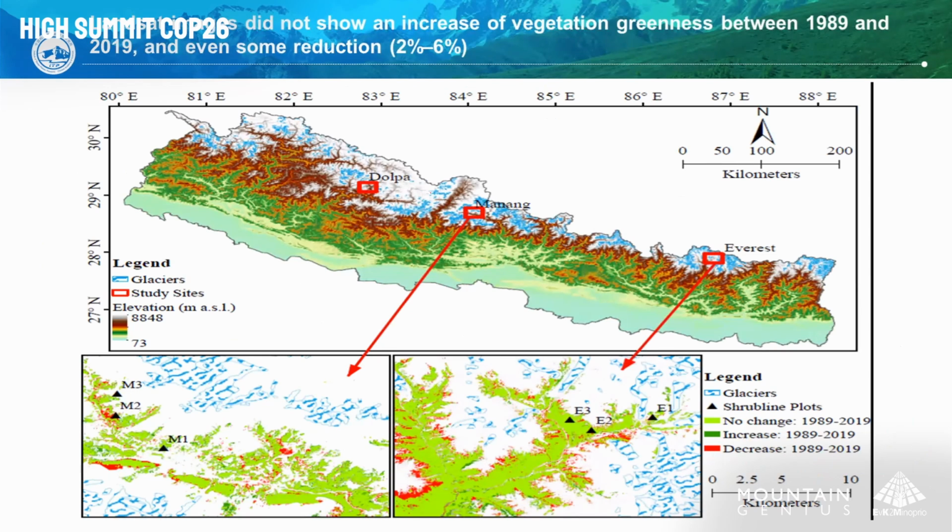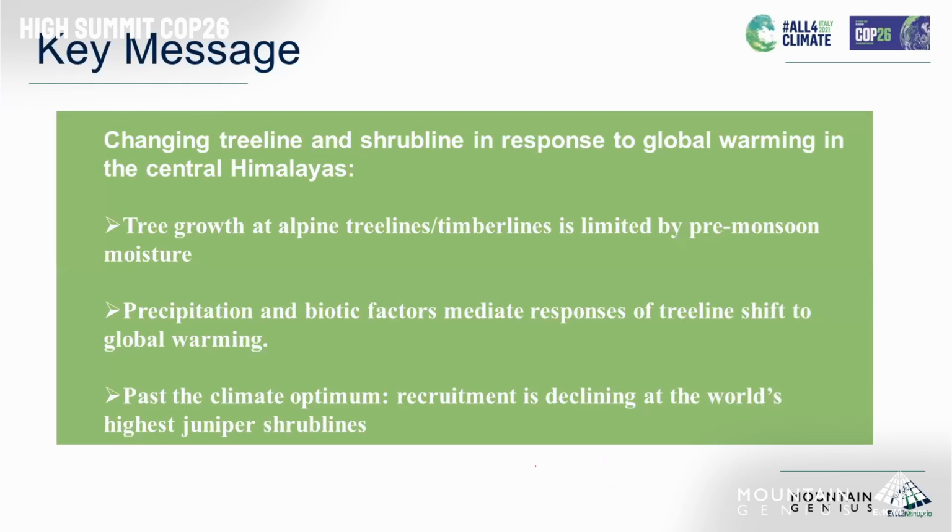And it is not only from our plot study. Landscape images also show reduced vegetation greenness in several valleys. So it doesn't matter whether it is our plot or landscape images, they show the same story about the reduced activity of shrub.